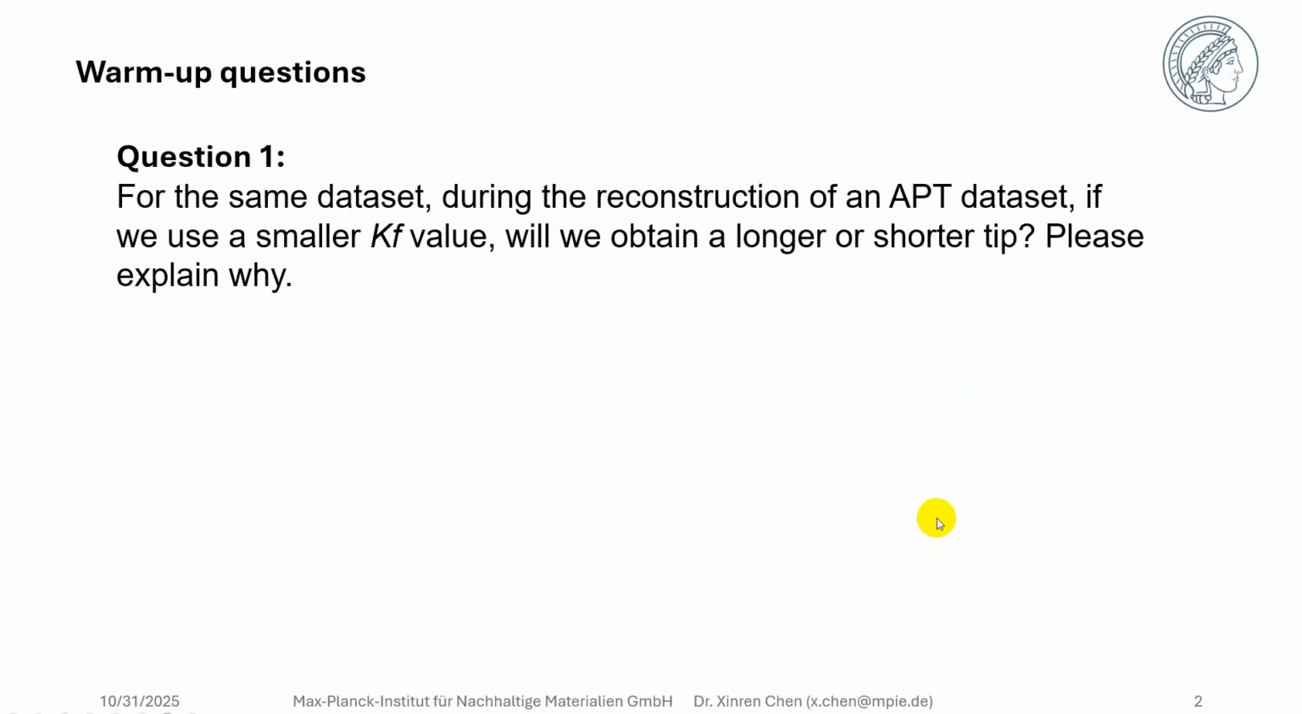Okay, so now we have 3 warm-up questions. Question 1: for the same data, during the reconstruction of an APT dataset, if we use a smaller KF value, will we obtain a longer or shorter tip? Please explain why.